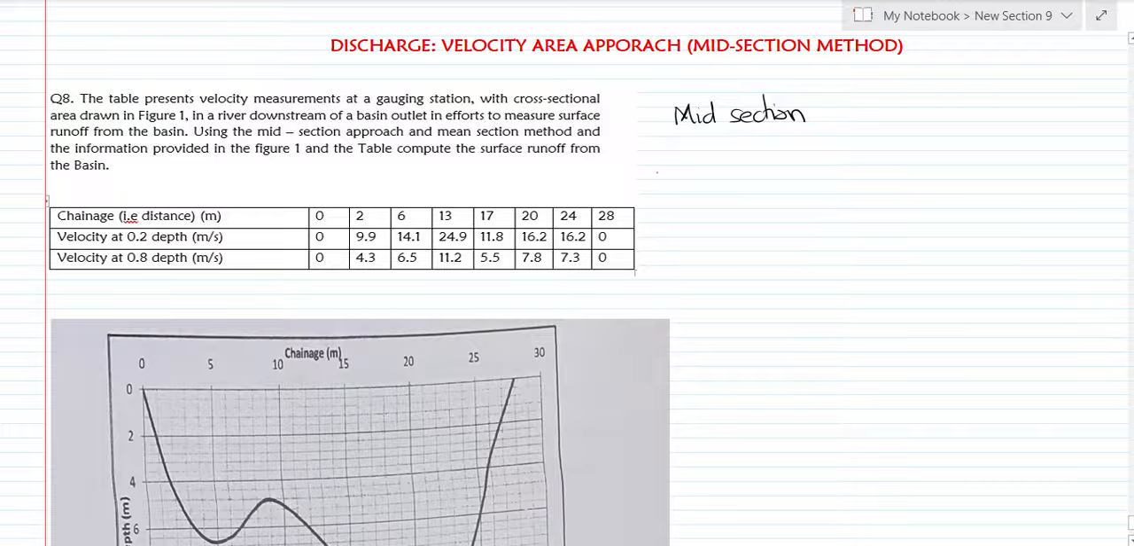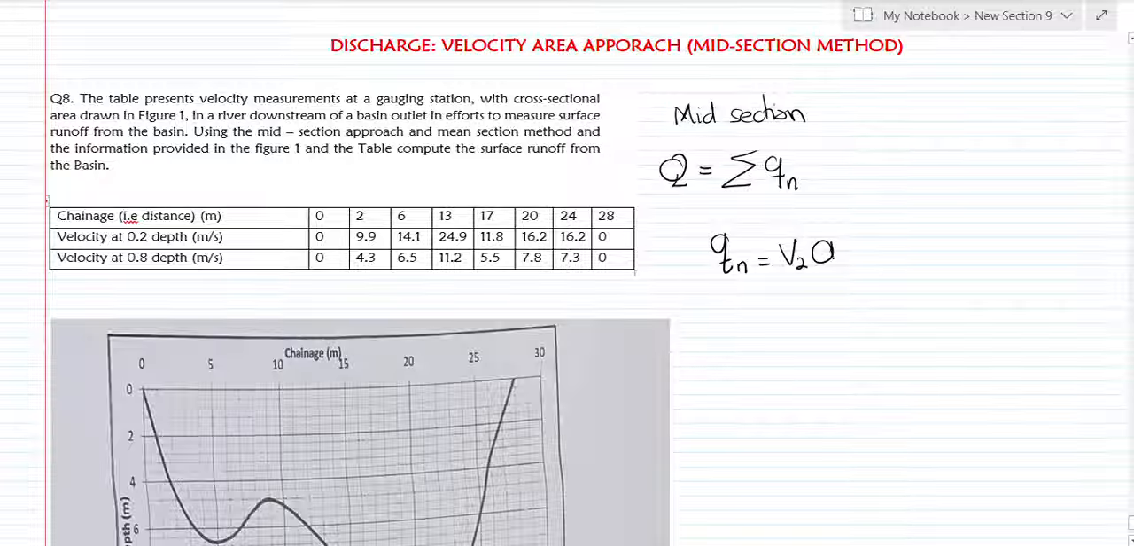the total discharge that we'll be looking for is equal to the sum of the individual discharges. The individual discharge at any section or at any chainage of the water body is given by the midsection velocity times the area.